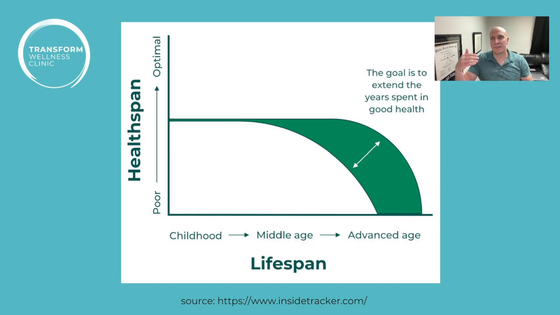So if you're 90 years old, but you've been dealing with chronic disease since you were 70, so you've lost 20 years there of good health span.